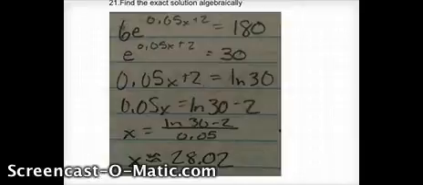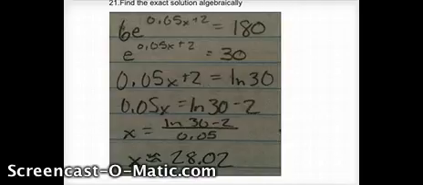Problem number 21 wants you to find the exact solution algebraically. So you have 6e to the power of 0.05x plus 2 equals 180. So you're going to divide both sides by 6 and simplify the 180 over 6 to 30, and you end up with e to the power of 0.05x plus 2 equals 30. Then you're going to use the definition of natural logarithms and end up with 0.05x plus 2 equals the natural log of 30. And after this, you're going to subtract 2 from both sides, so you end up with 0.05x equals the natural log of 30 minus 2.